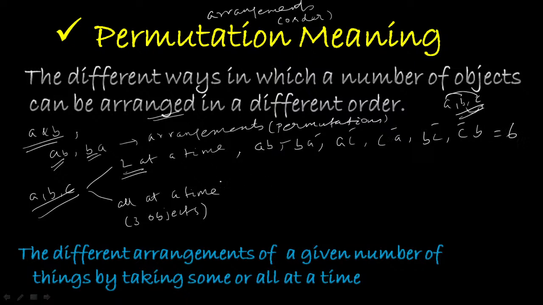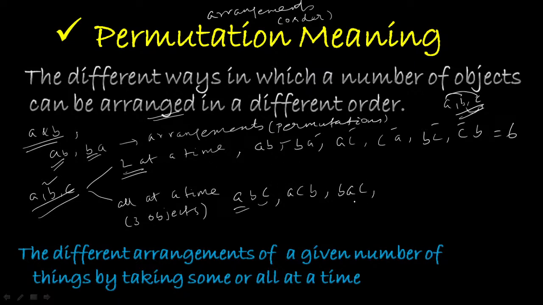Instead of that, suppose I am going to take all 3 objects at a time. Let me first find out what the different possible arrangements are. So in ABC, first you take A as a fixed letter, then write down BC. Take it as ABC. A is fixed, so just interchange the positions of B and C, and you get another arrangement, that is ACB.